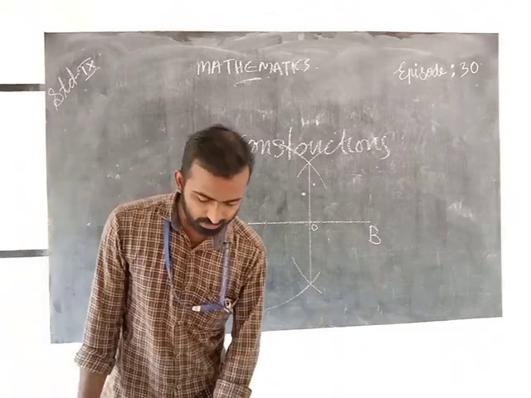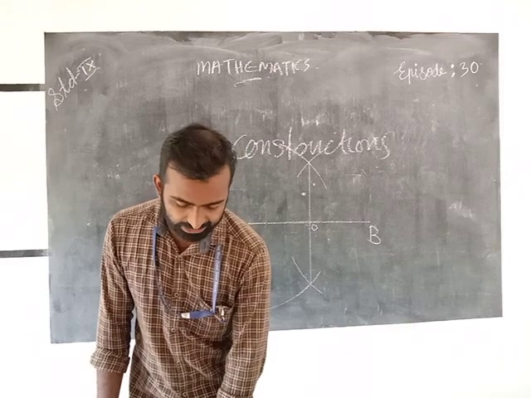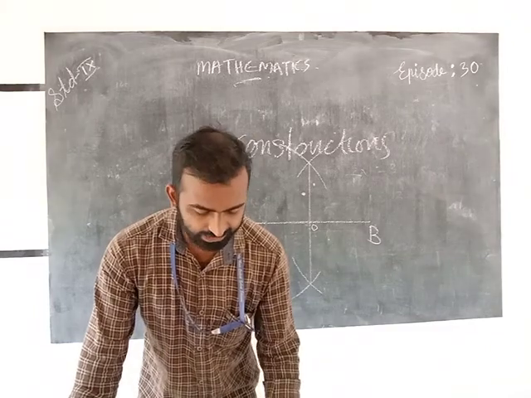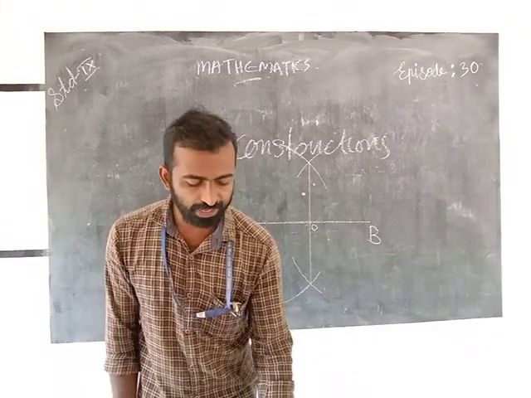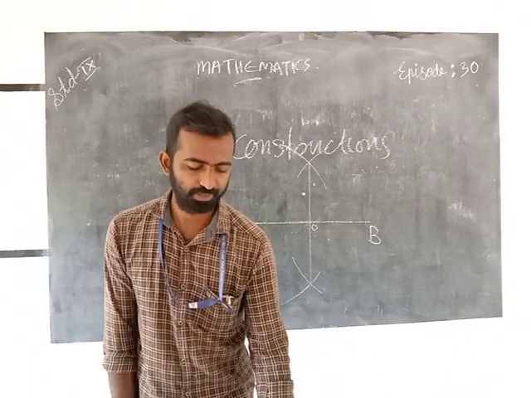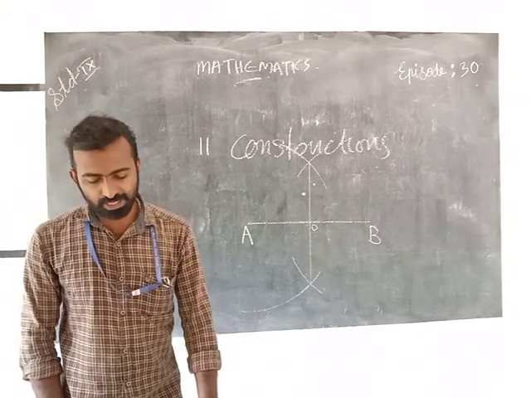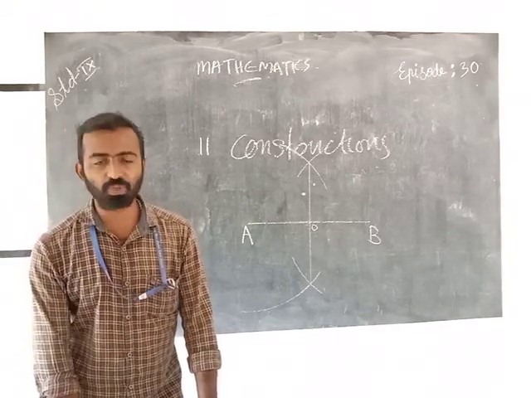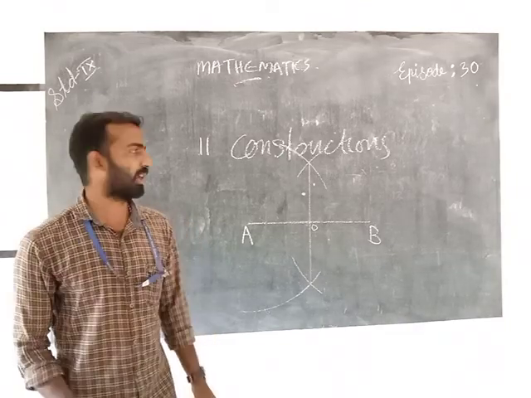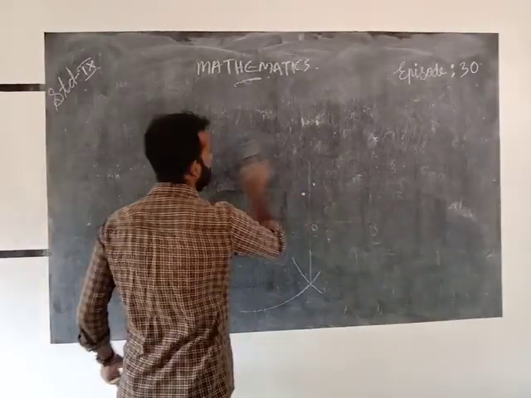Next is to construct an angle of 90 degrees at the initial point of a given ray. And then the concept to construct an angle of 60 degrees at the initial point of a given ray. We already studied the process.